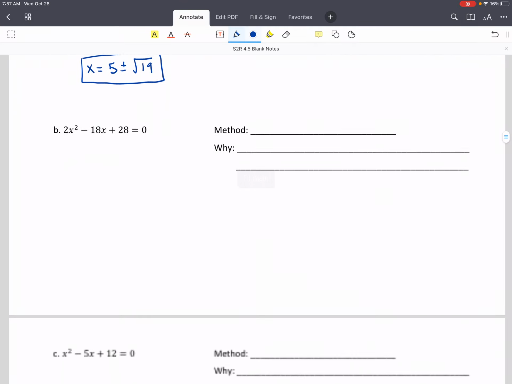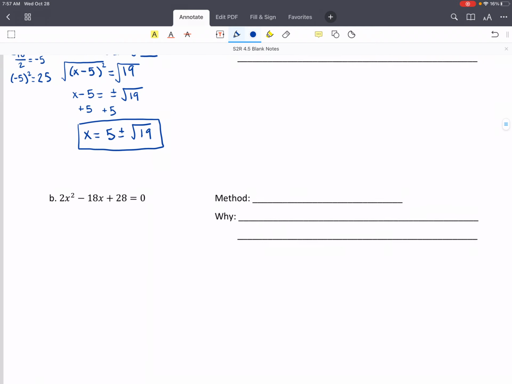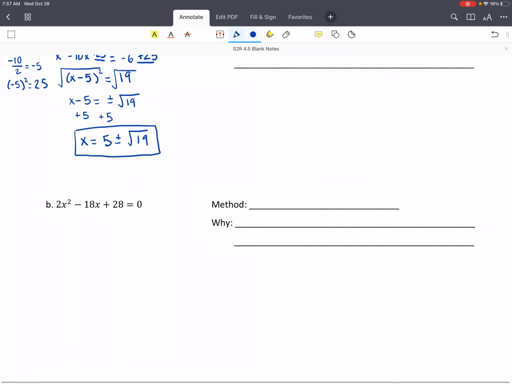Okay. Part B. Once again, we're going to check with our methods here. I always check for factoring first. So the first thing I look for when I factor is a greatest common factor. I see that I have it, everything is divisible by 2, so I'm just going to factor out the 2. x squared minus 9x plus 14 equals 0.